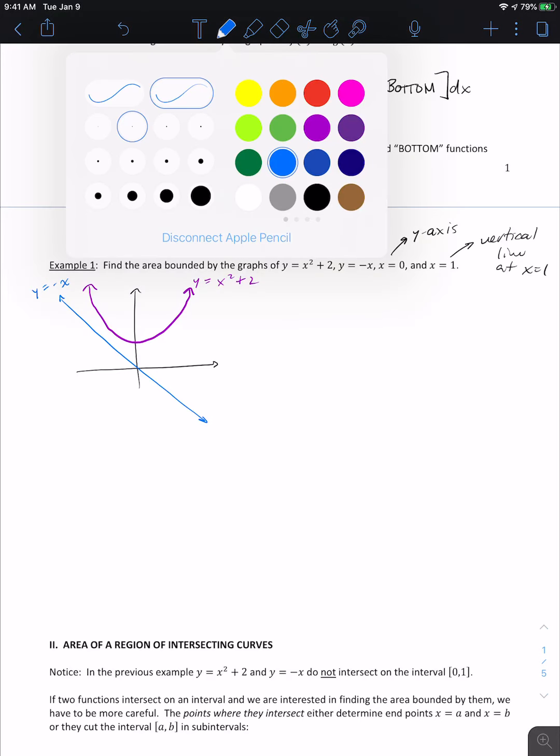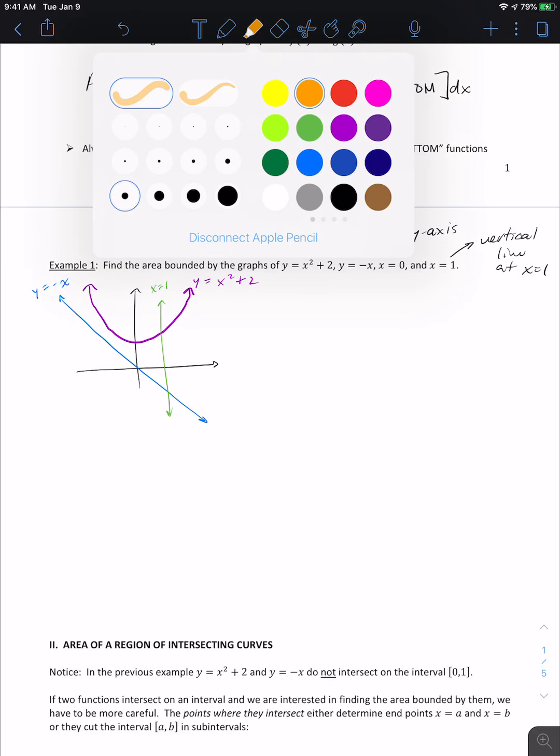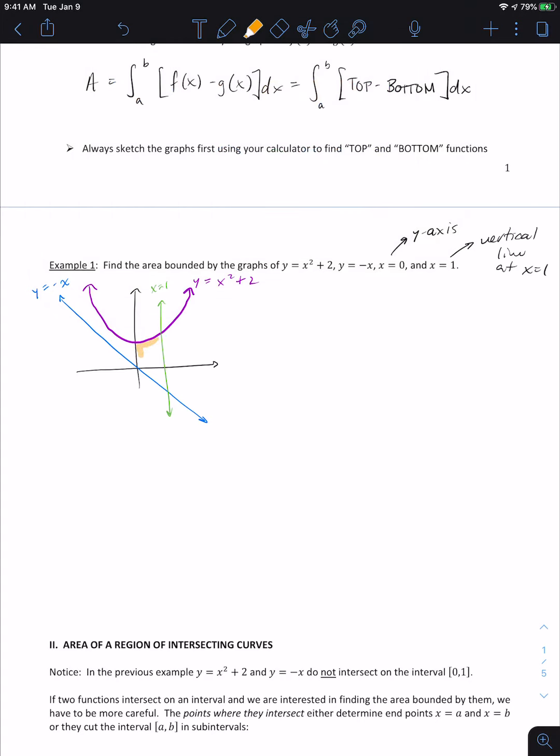So we already said that the other line is the y-axis. We're going to bound it by the y-axis, and we're also going to bound it by the line x equals 1. So x equals 1 is this line right here. Let's go ahead and sketch what our area that we're trying to find is. Our area is this piece. This is the area that's bounded by all of those graphs.